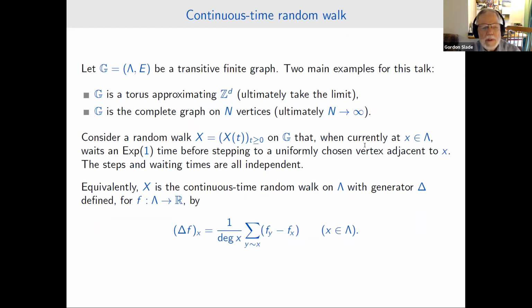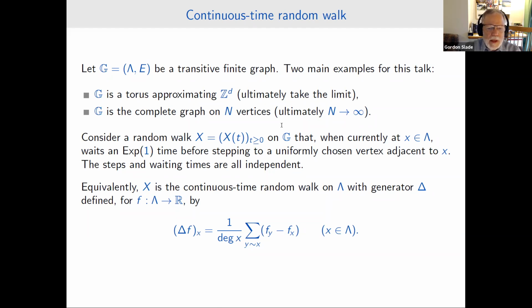And let me introduce it in some generality first. There are 2 examples that I want to discuss. So let G be a transitive finite graph. The vertex set of the graph is lambda and the edge set is E. And I really only have 2 examples in this talk. One is where G is a toroidal approximation to Z^d, and I'm really interested in the case d equals 3. And ultimately, we want to take the thermodynamic limit where the finite volume approximation to Z^3 becomes the entire cubic lattice. And the second example, which is the mean field one, is where G is the complete graph on n vertices. That just means that we have a collection of n vertices and there's an edge between every pair of vertices. And ultimately, we want to take the limit as the size of the system n goes to infinity.